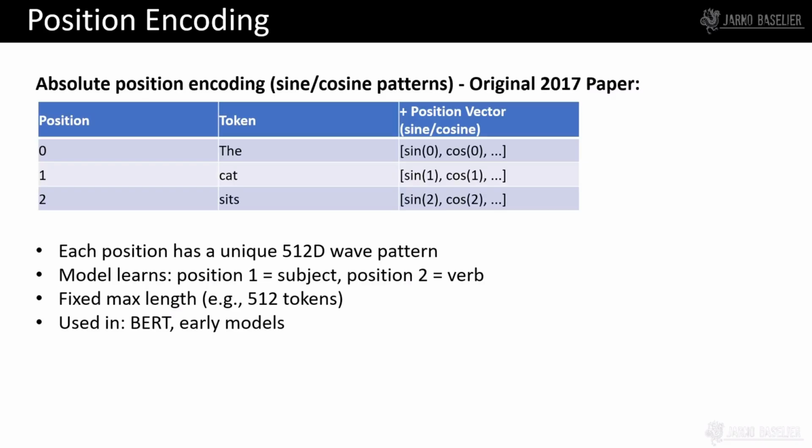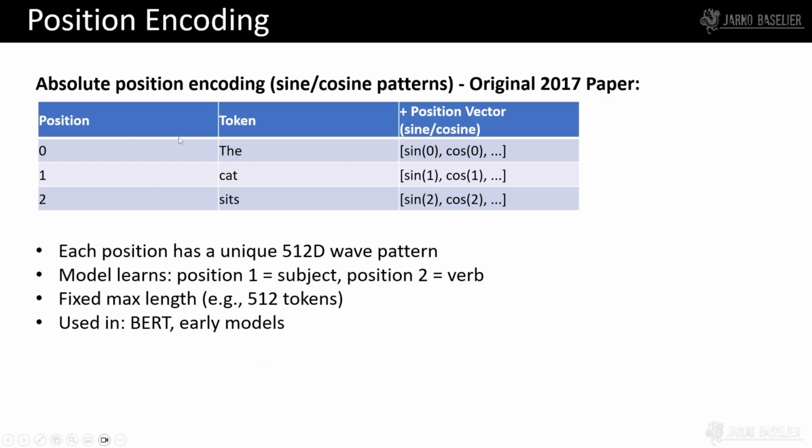Looking at absolute position encoding, sine and cosine patterns, this is from an original 2017 paper. At the first position, 0, we have the token "the," which gets a position vector, a sine and a cosine. Then we have the second word, position 1, "cat," which gets another one, and it goes from 0 to 1 to 2, etc. And each position has a unique 512D wave pattern. The model learns position 1 is the subject, position 2 is a verb. It has a fixed maximum length of 512 tokens, and this is used in BERT and early models.